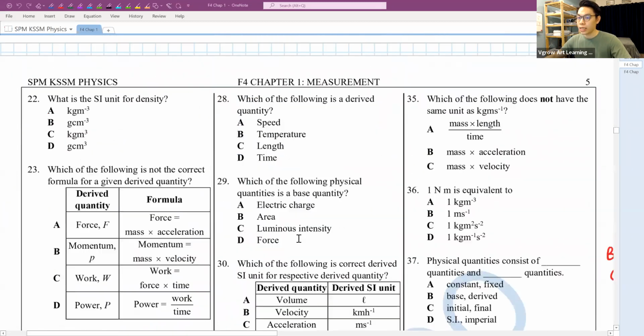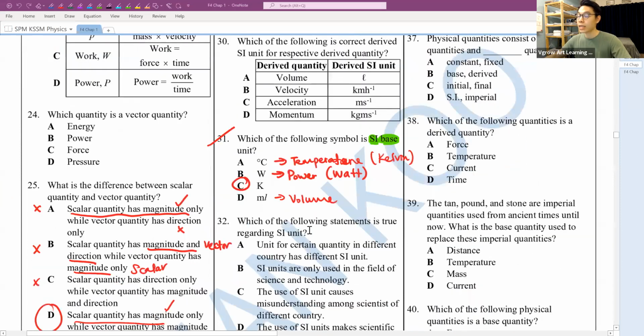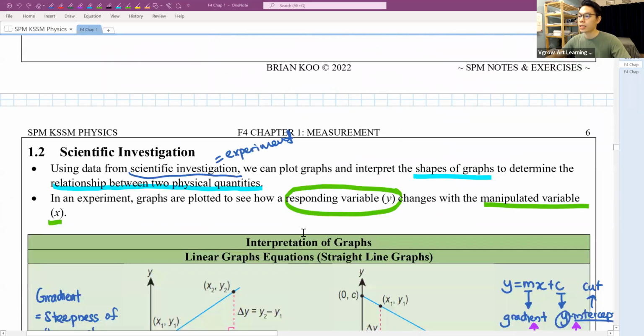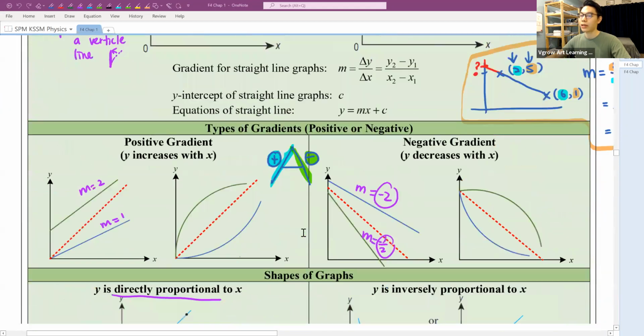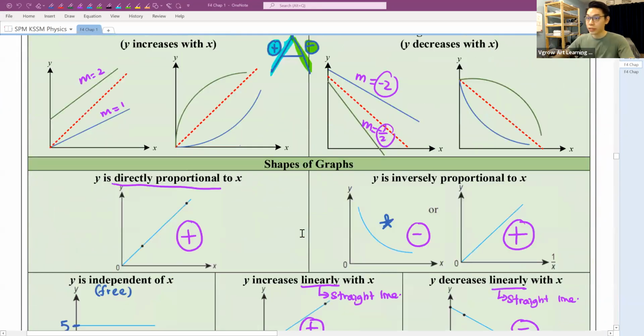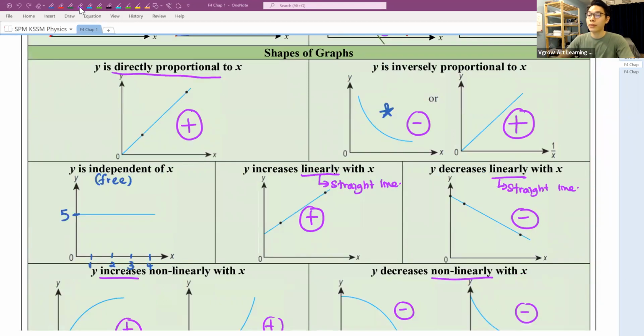Okay, so in the second subtopic, we learned about some shapes of graphs. We learned about what is directly proportional. Directly proportional is probably one of the most important ones amongst all the shapes of the graphs. Directly proportional must start from 0 and go up like that. The gradient is a positive value.